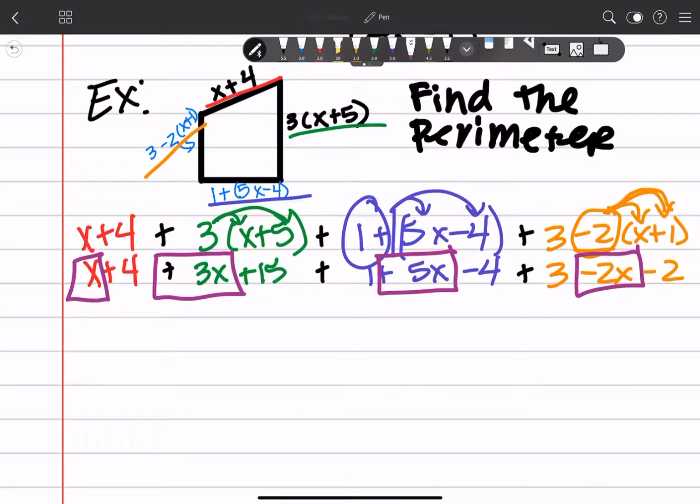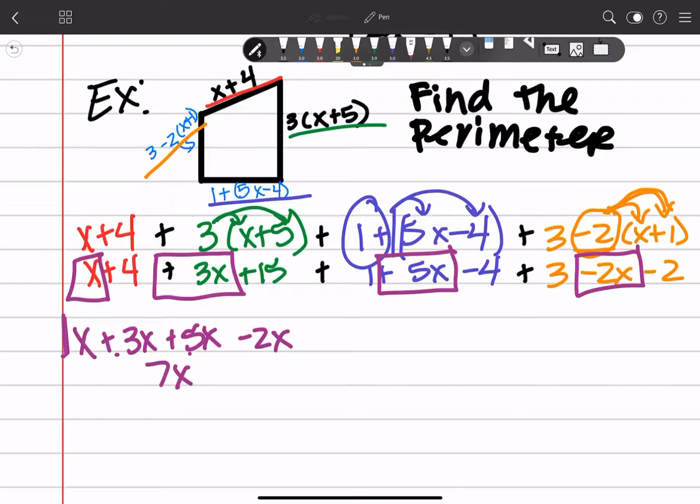So I've got x plus 3x plus 5x minus 2x. And that's going to get us, remember, this is just a 1 right here in front of it. So 1 plus 3 plus 5. So that's 4 plus 5, which is 9, minus 2 is going to give you a 7x.